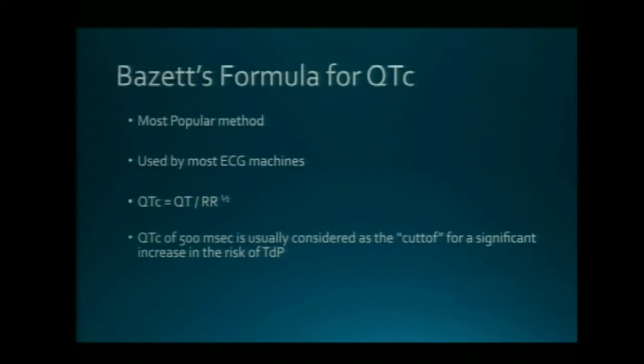We all use the QTc, we all use the Bazett formula for correction, which is famous. It's the QT divided by the square root of the RR interval. And when we have a QTc of 500 milliseconds or more, we consider that significant for development of Torsades.